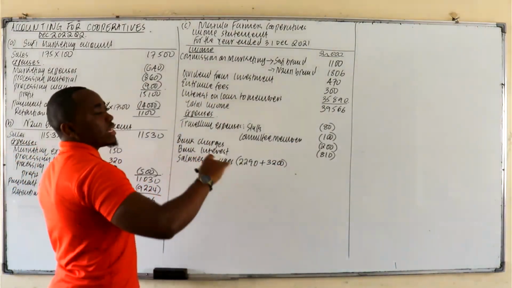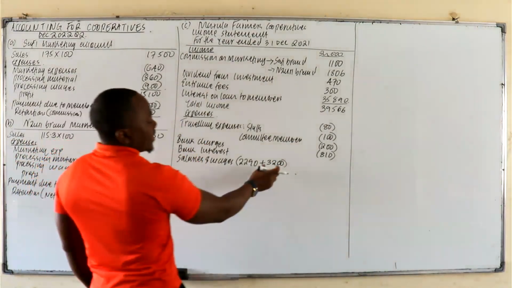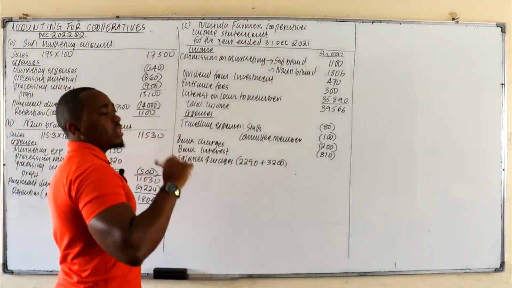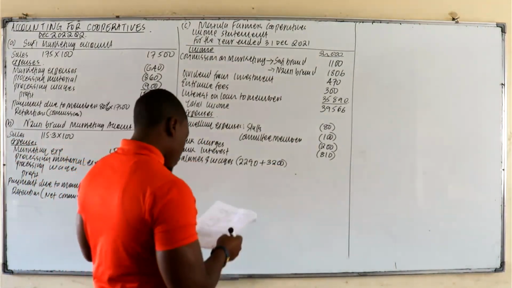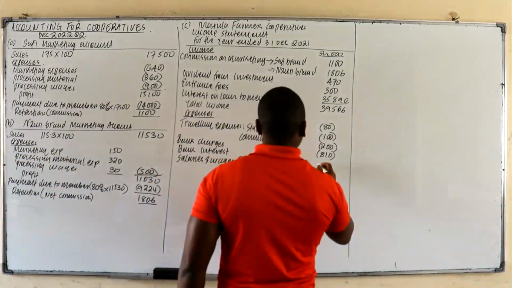So you determine the total expense for the year. Then this, the one we have not yet paid, will also affect the balance sheet as part of the current liability. It's what we call the accrued salaries and wages. So this is 5490.